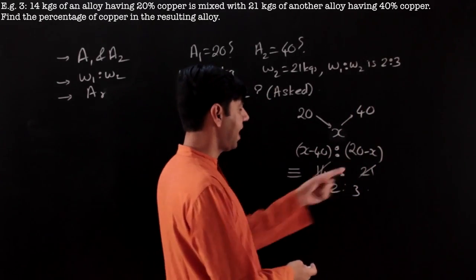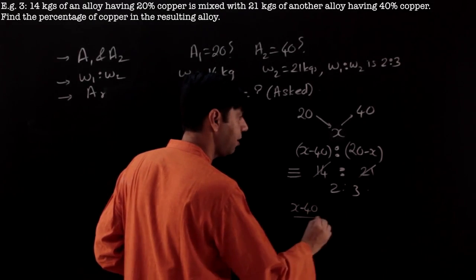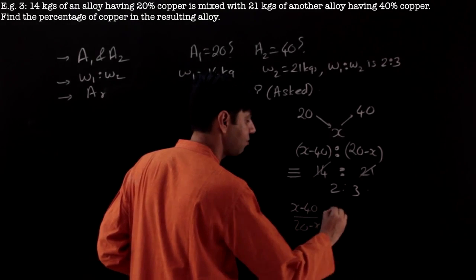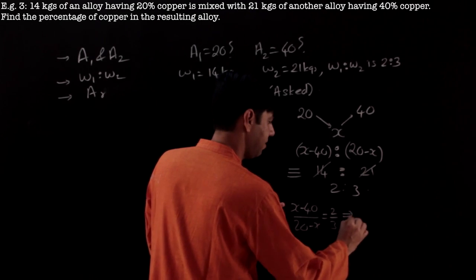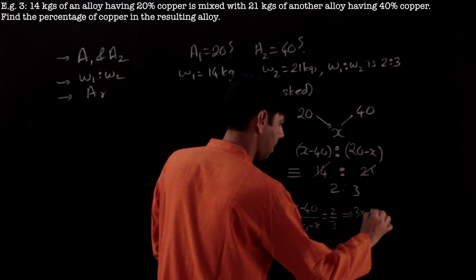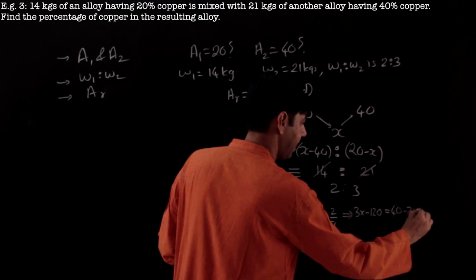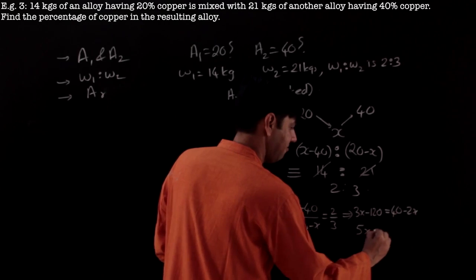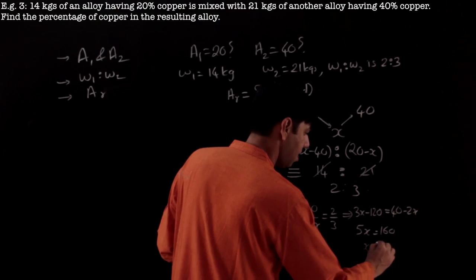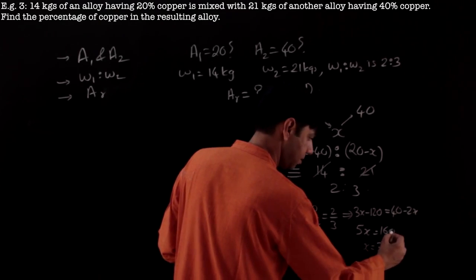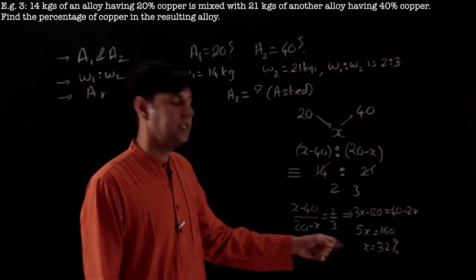So still I do not get my x, and to solve this I would have to do some more pencil work. x minus 40 over 20 minus x is equal to 2 by 3. Now I can just cross multiply, that will give me 3x minus 120 is equal to 40 minus 2x. That will result in 5x is equal to 160, is it? Yes, and x will be 32%. So I've got my answer as 32.